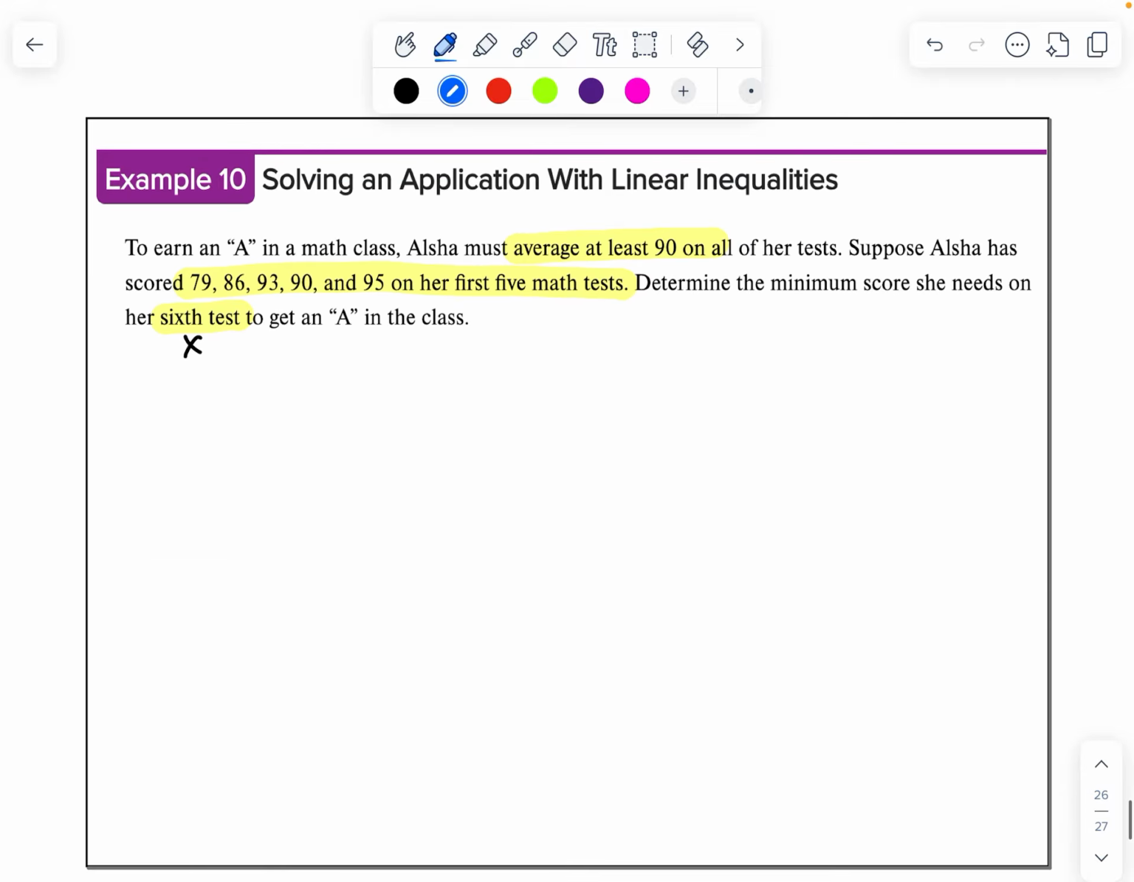All right, finally, last word problem here. To earn an A in a math class, Alsha must average a 90 on all of her tests. She has to average a 90. If you remember how to find an average, if I had 4 tests, I would say test 1 plus test 2 plus test 3 plus test 4, all over 4. That's how you find an average. You add up all the tests, divide by how many there are.